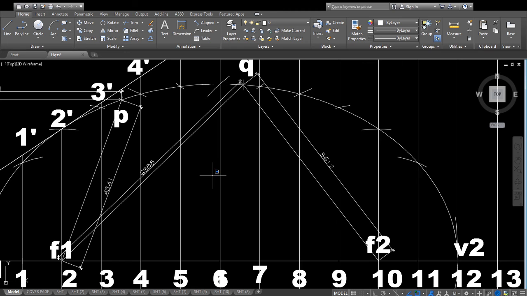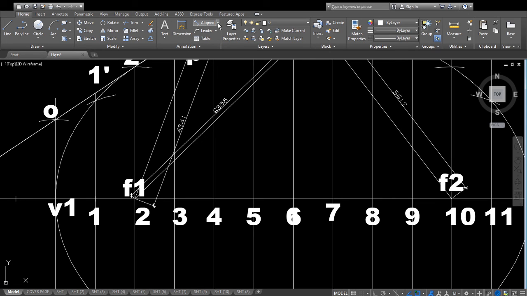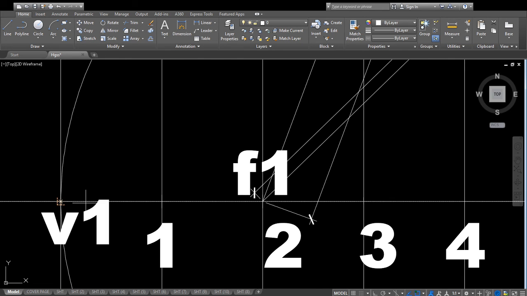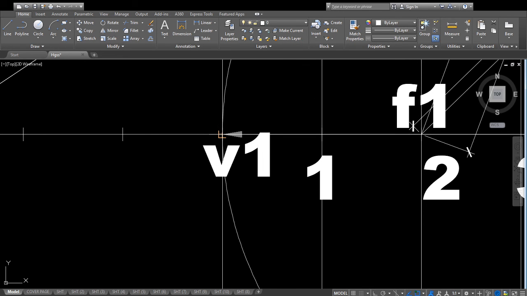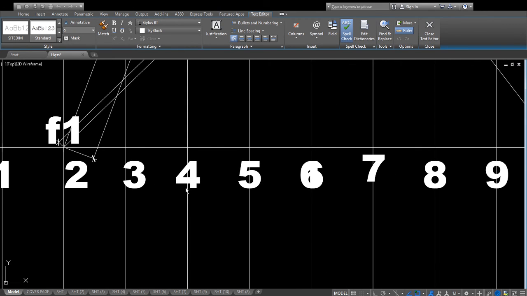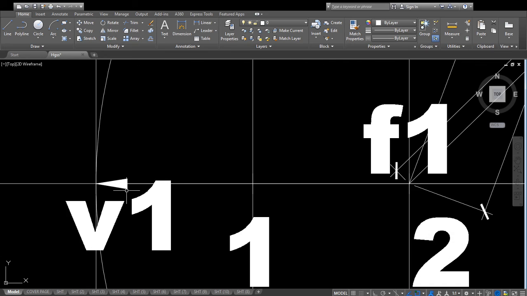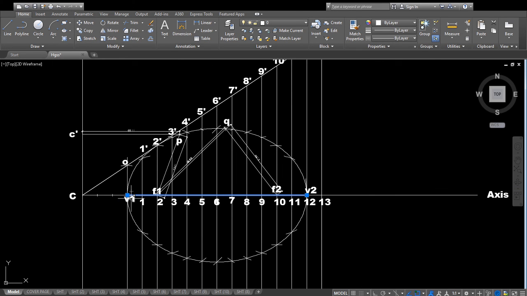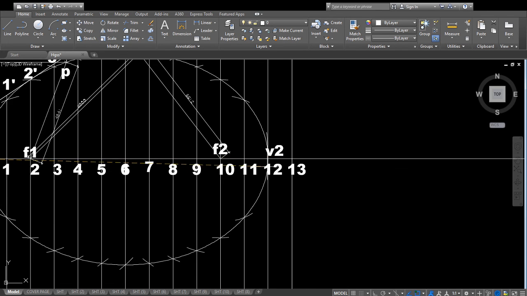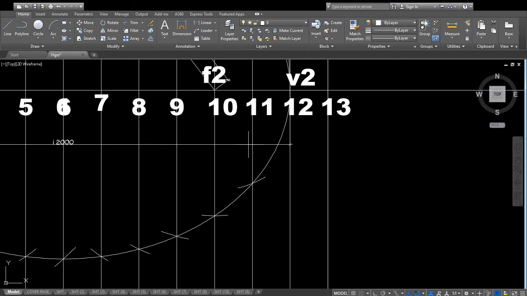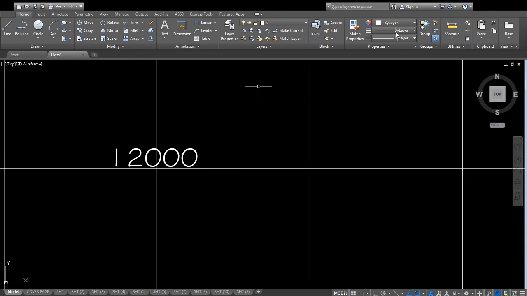Let's take the measurement of V1V2 and see. From V1 to V2 we have 12,000.